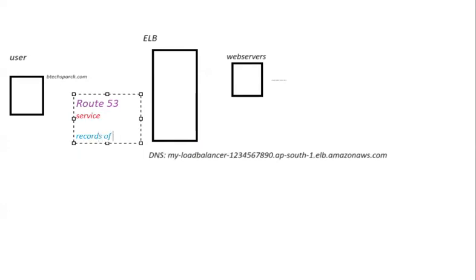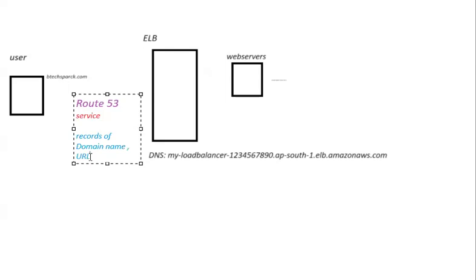So this Route 53 must maintain the records of the website URL, as well as my domain name, as well as my elastic load balancer URL. So this Route 53 must maintain records of my domain names as well as my website URL. Same like our phone book.